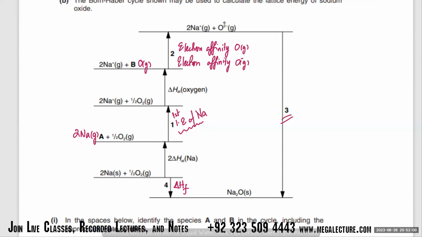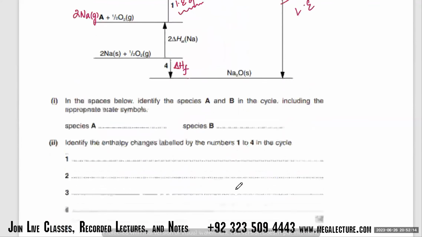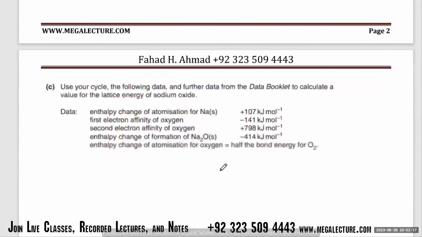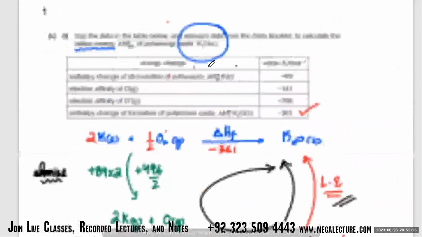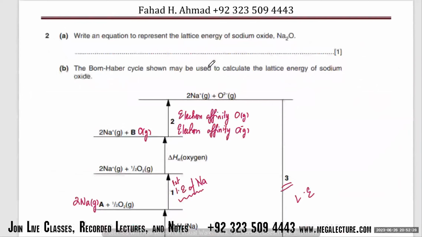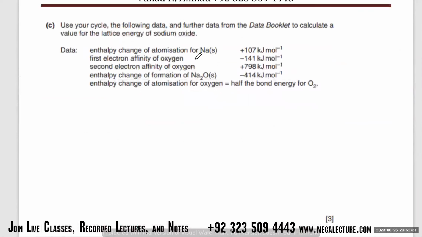Okay, number 3. What is number 3? Lattice energy. It's atomized, ionized, and then the lattice got formed and you got sodium oxide. That's it, you just had to identify all of them. If he's asking you to actually calculate lattice energy, we did that before, for potassium. So that's going to be exactly the same. Everything is given, so you can just do that.